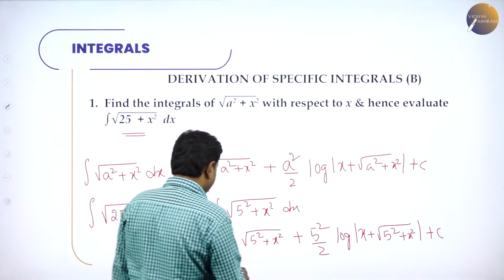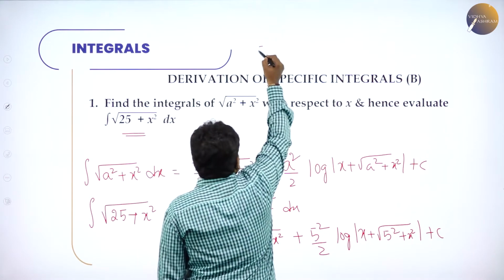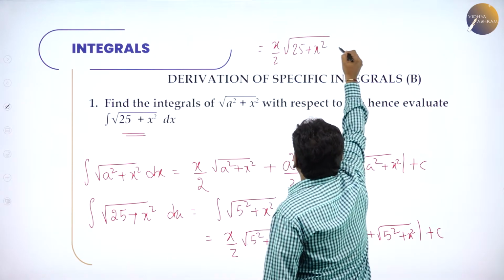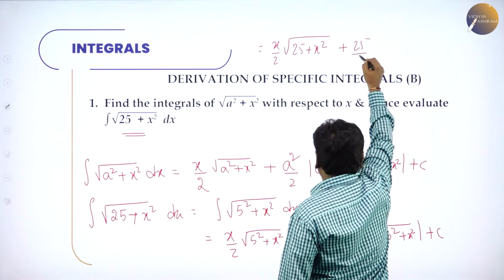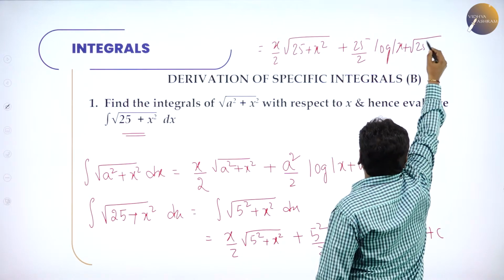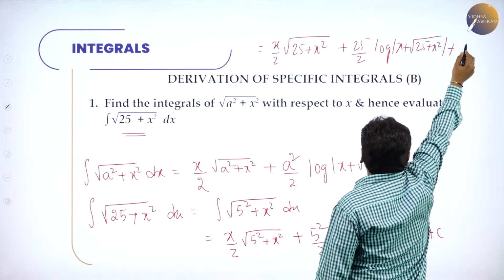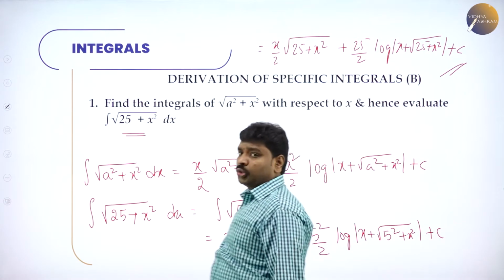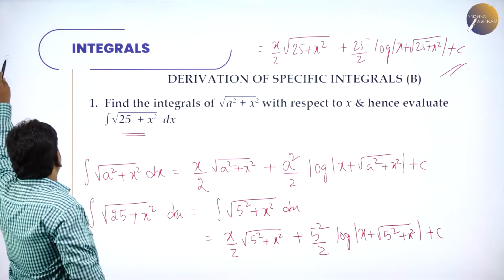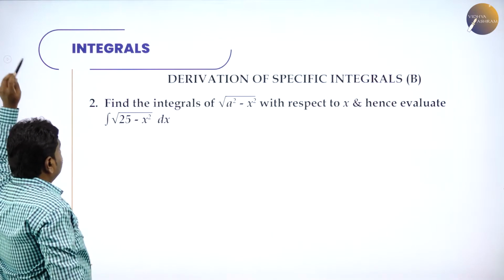So finally you are left with x by 2 root of 25 plus x square plus a square by 2, meaning 25 by 2, log of mod of x plus root of 25 plus x square, plus c. That's it. I hope all of you got this. First we derived it and hence we applied it. So next we have the other question.